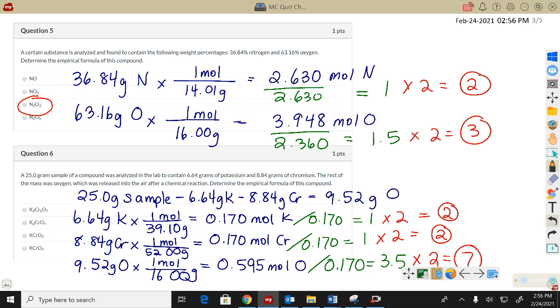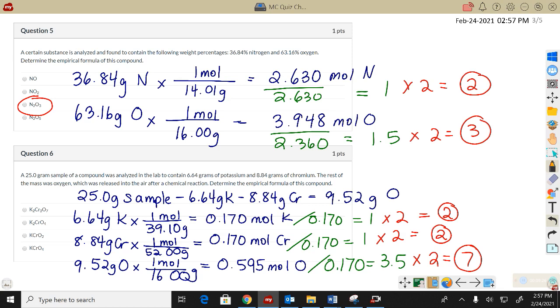Then there's a couple different ways that we could be given data to calculate an empirical formula. Empirical formula just means that it's going to be the lowest whole number ratio of atoms. We could be given percentages. So in number 5, I have a compound that's 36.84% nitrogen and 63.16% oxygen by mass. Well, the first step is to assume a 100-gram sample. If I had 100 grams, then I could take those percentages and just convert them to masses right away. Once I'm in mass, I can get to moles.